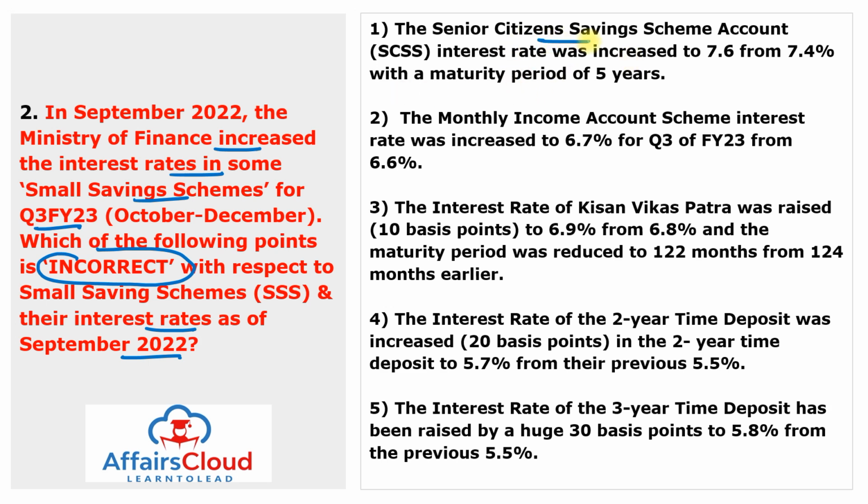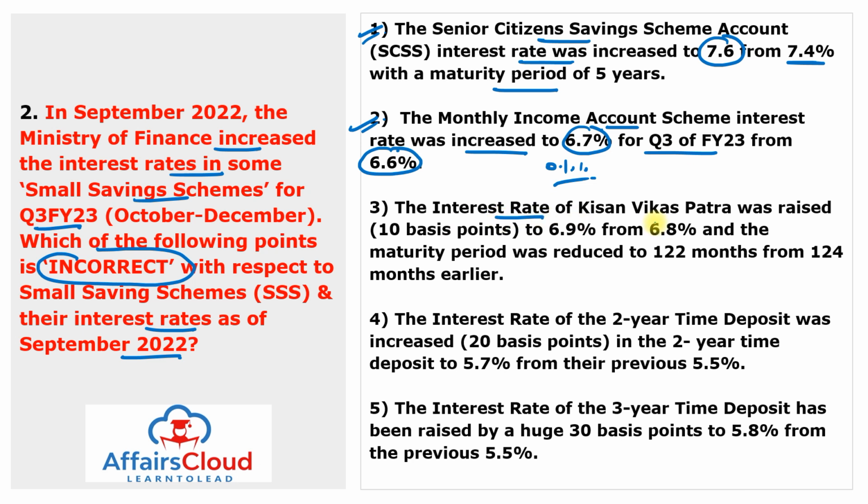The senior citizen savings scheme account interest rate has increased to 7.6%. Earlier it was 7.4% with a maturity period of 5 years. This statement is true. Next is the monthly income account scheme interest rate has increased to 6.7% for the quarter 3 in the financial year 23. Earlier it was 6.6%. It means it is increased by 0.1%. This statement is also true.